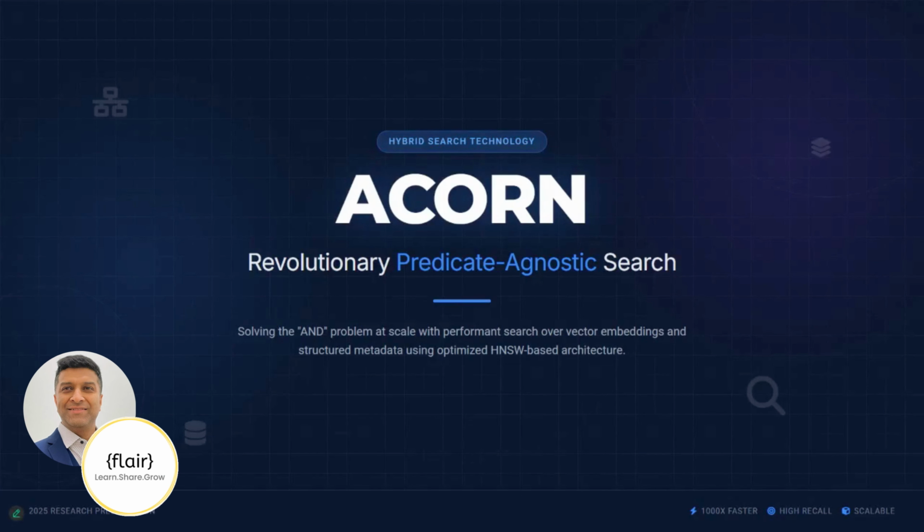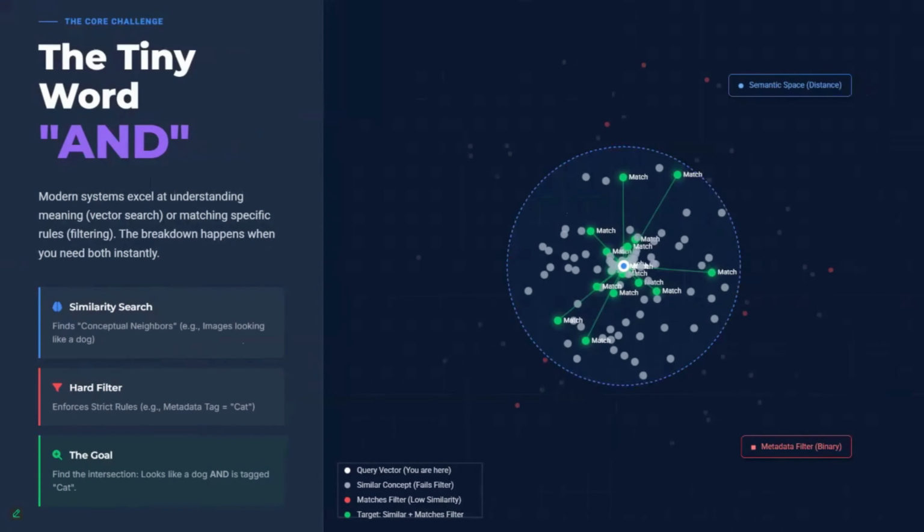Today we are diving into a truly revolutionary piece of technology for searching through complex data. It's called ACORN, and it solves one of the hardest problems in modern data retrieval.